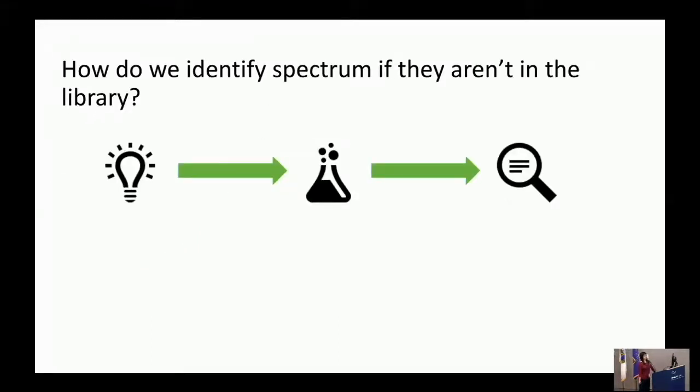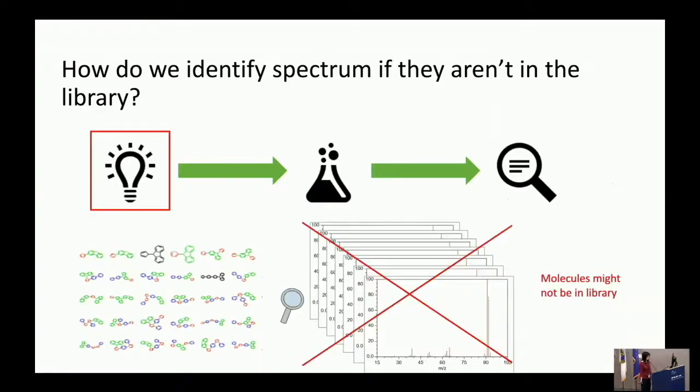But this is an issue if your molecule is not in the library, right? Especially in our case, where we're proposing a lot of molecules that are brand new to solve new problems, maybe they're not in libraries currently. In which case, you can't use the library matching technique as given, or you can't use existing libraries to help identify whether or not this molecule is correct.